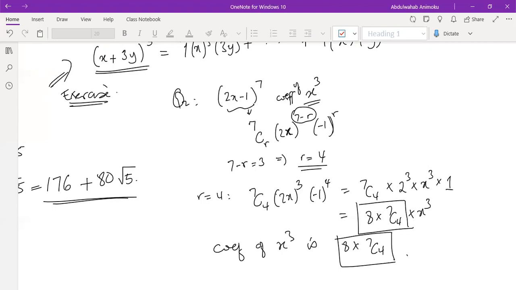Okay, I hope this makes sense, and I hope you have learned the technique that would help you to find the coefficient of any variable in a binomial expansion. This brings us to the end of the video, and I will see you guys in the next one.